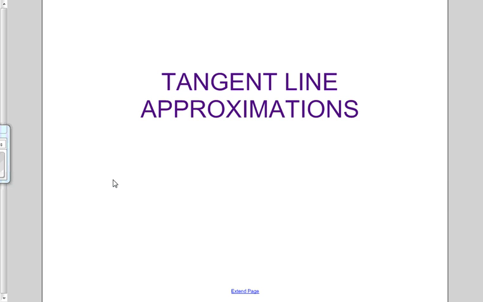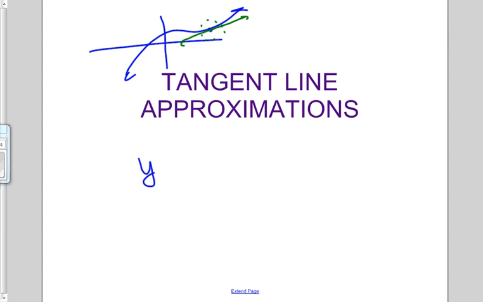Tangent line approximations. This is something that we've done a lot of, so you should be pretty good at this. We've already done this. What we've done is said, for any curve, at some point we can choose some point, and for the immediate area, we can draw a line and get a linear equation that does a very good job of approximating that curve just in that area.